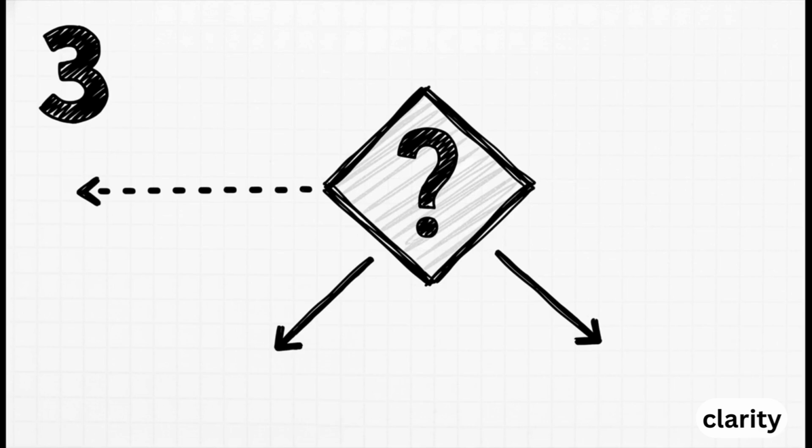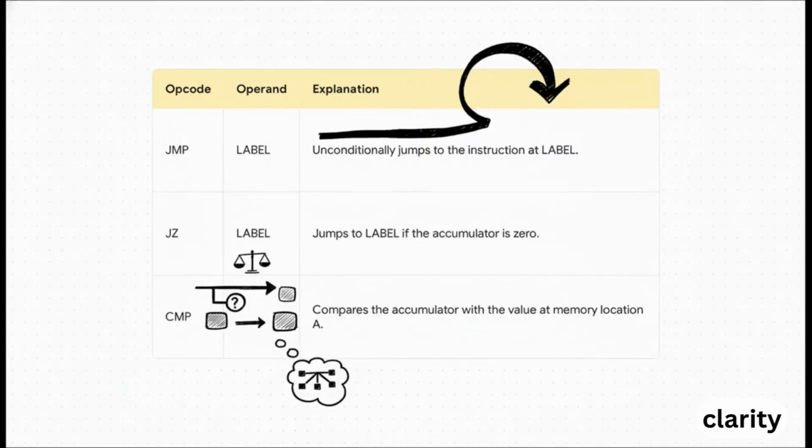It has to be smart. It has to make decisions, repeat things, and change its path based on what's happening. And that's where jumps and comparisons come into play. And the key thing to get here is the difference between a dumb command and a smart choice.